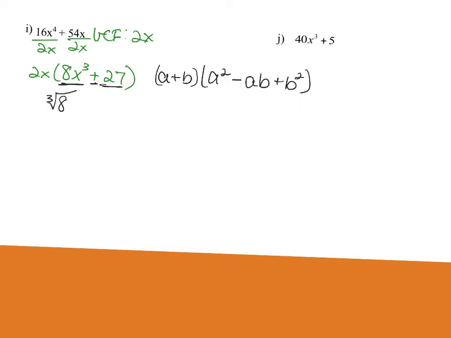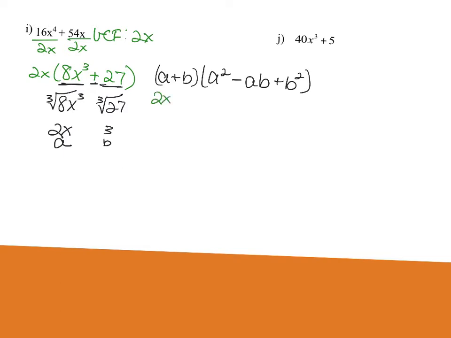So it's whatever these are after they're cubed. So the cube root of 8x cubed. Well, the cube root of 8 is 2. And the cube root of x cubed is x. So that is going to be my a. The cube root of 27 is 3. So that's my b. So now I'm just going to take my a and my b and put it in.